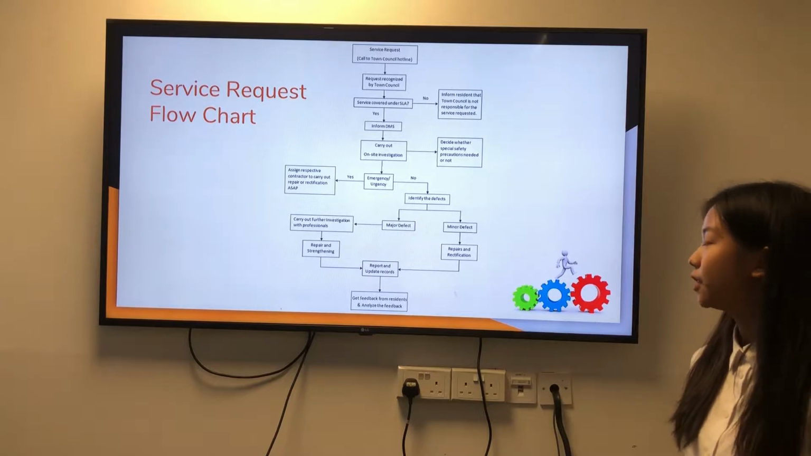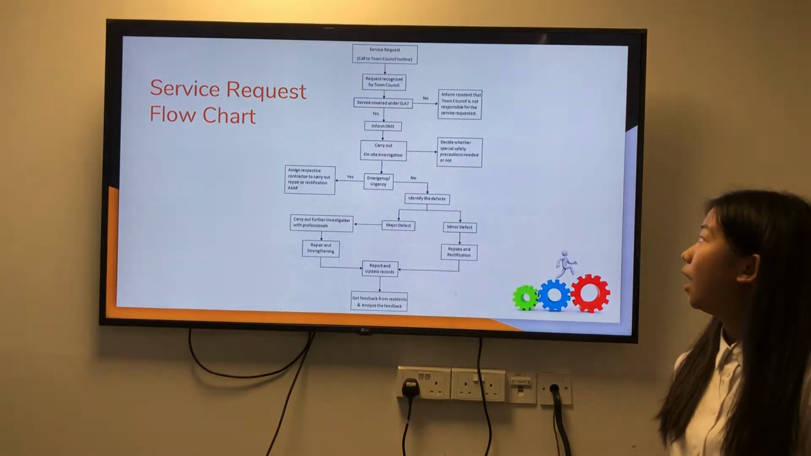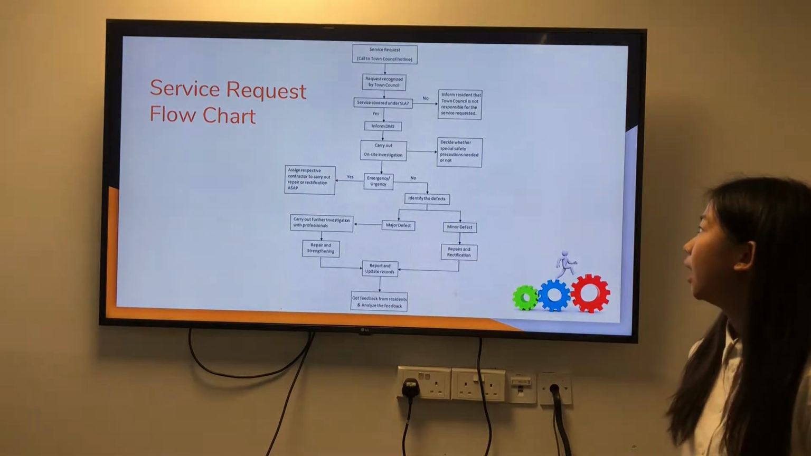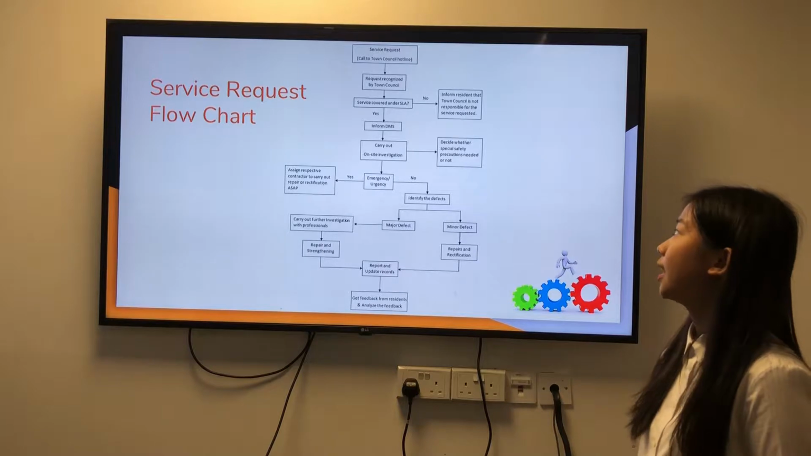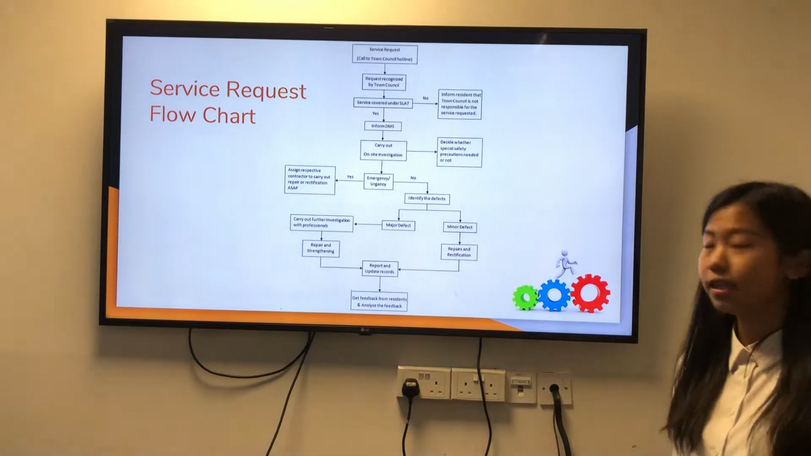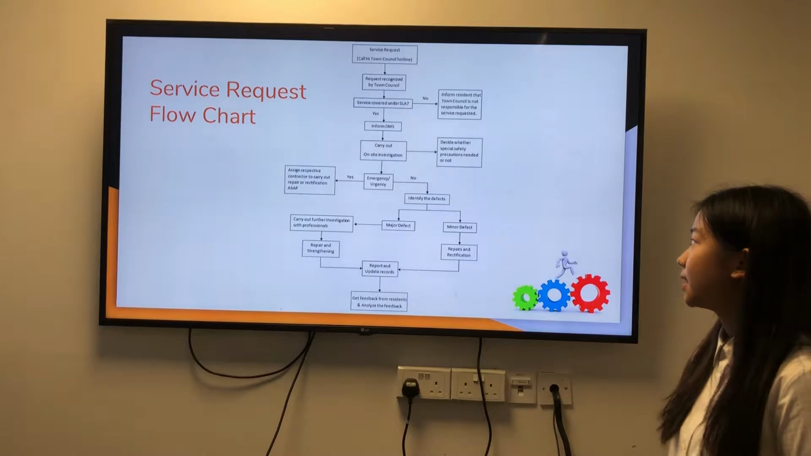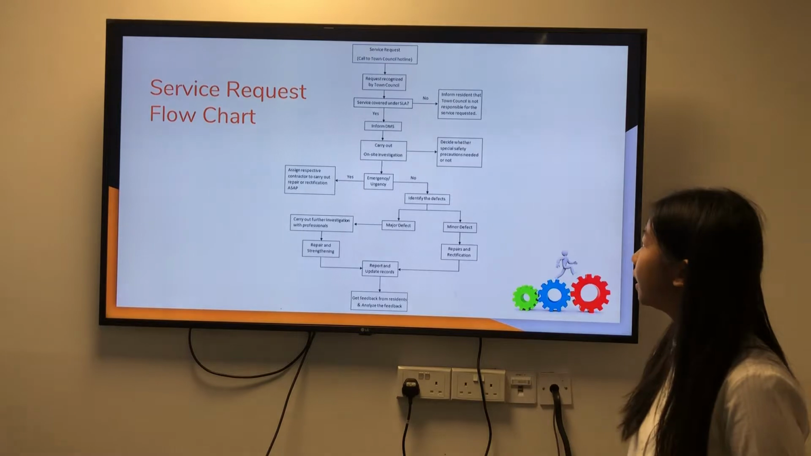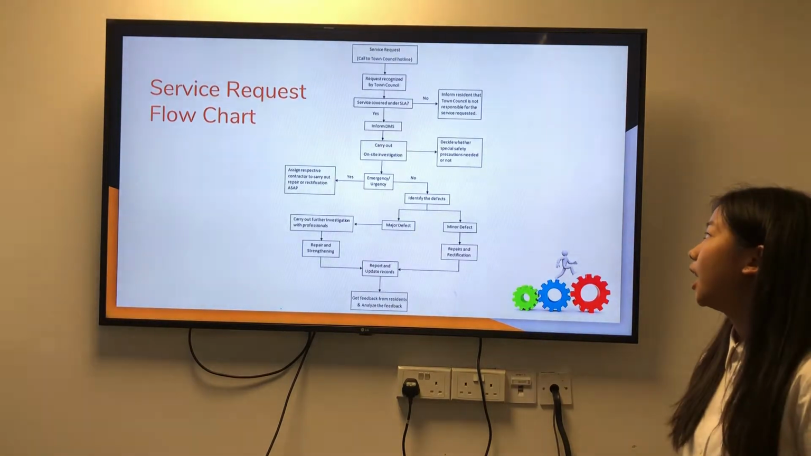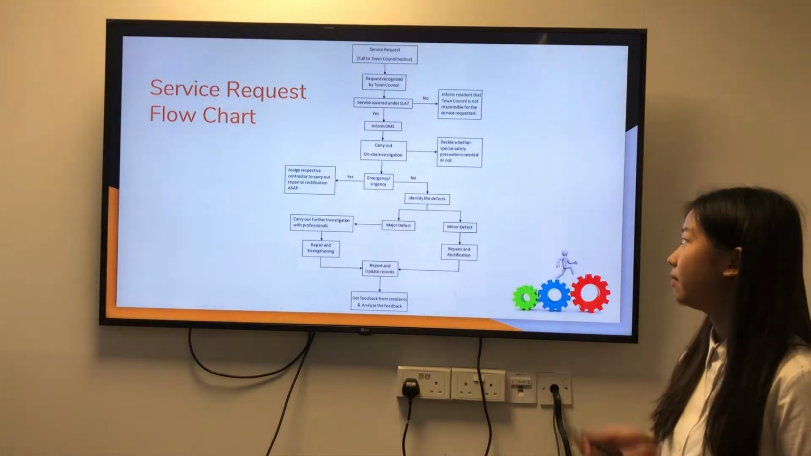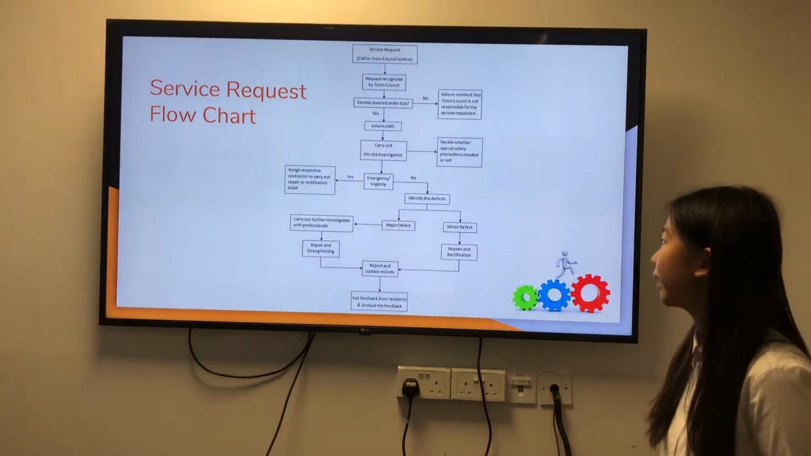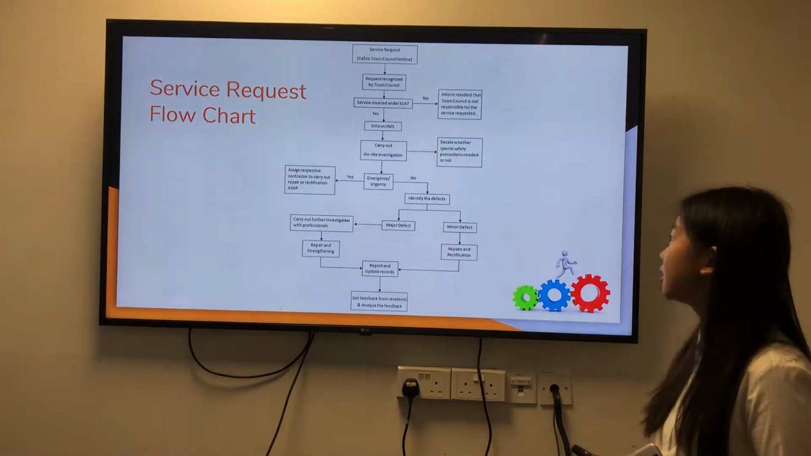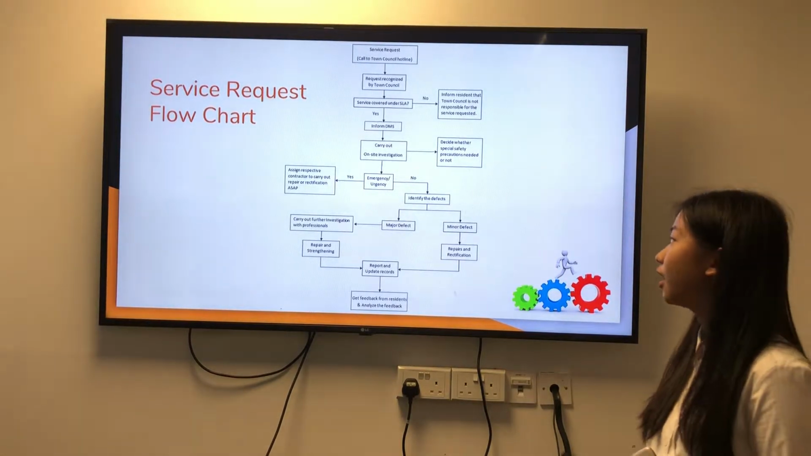So this is the service request flowchart. Start from the call to the town council hotline, followed by the request being recognized by the town council, and whether the service is covered under SLA or not. If the service is covered under SLA, the town council will proceed to inform DMS, and then DMS will carry out an on-site investigation and decide whether special safety precautions are needed or not.